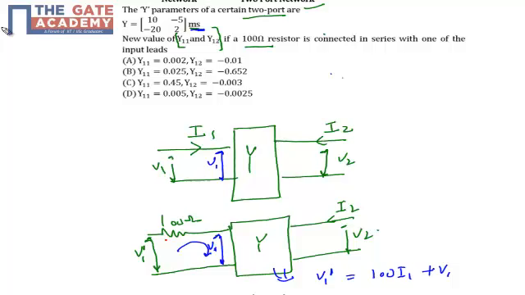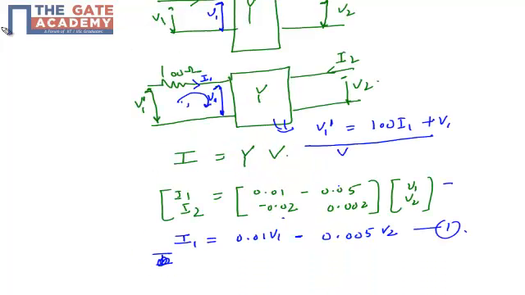If I apply KVL in this input loop, you can see that V1 dash is equal to 100 I1 plus V1. So I can write V1 as V1 dash minus 100 I1. For the second circuit, my new V1 will be equal to V1 dash minus 100 I1. So let's replace V1 with its new value.